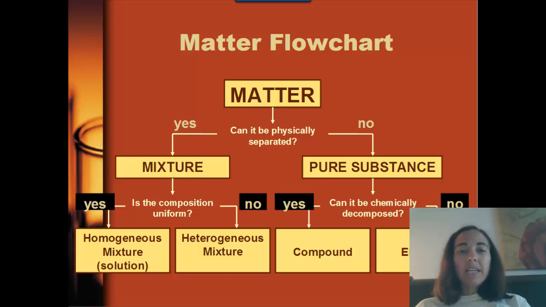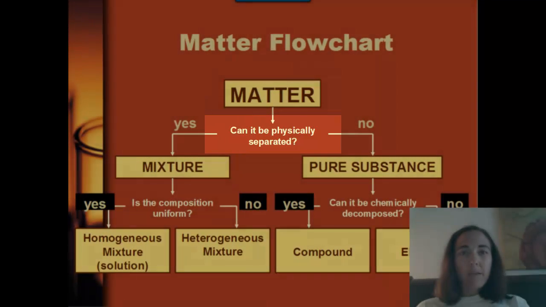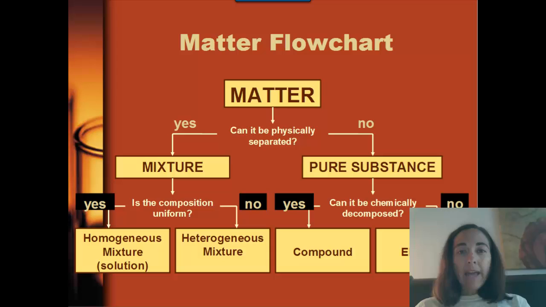Now, take a look at matter. In general, it can be separated into two main groups. There are mixtures and there are pure substances. Now, the way that you decide between the two is to ask yourself, can the matter be physically separated? Can it be filtered out? Can you physically pick out the parts and separate them one from the other?